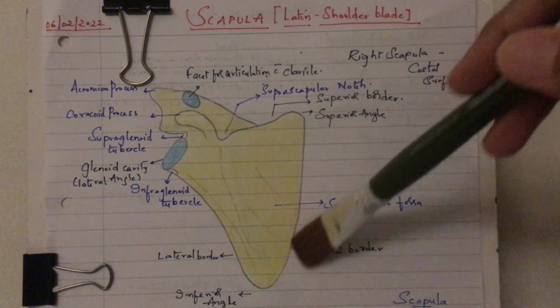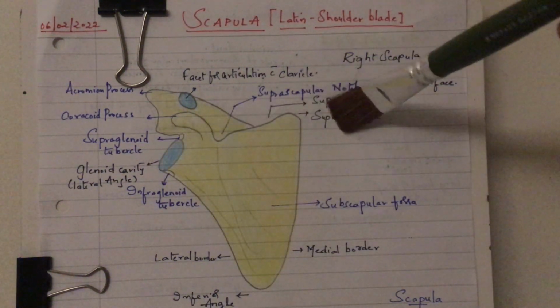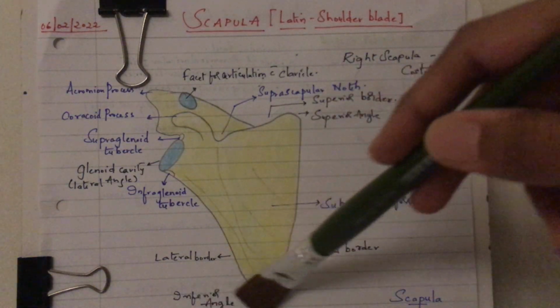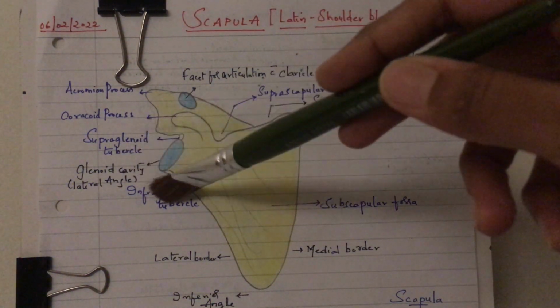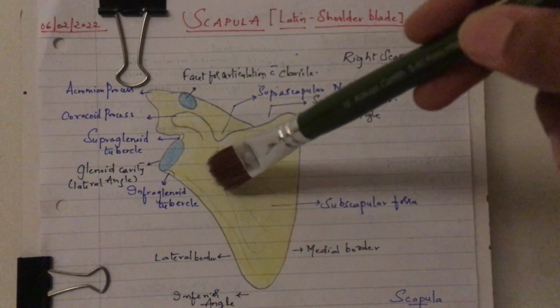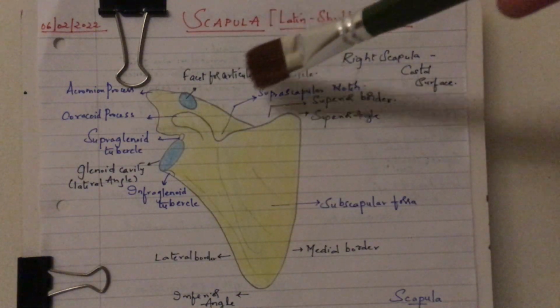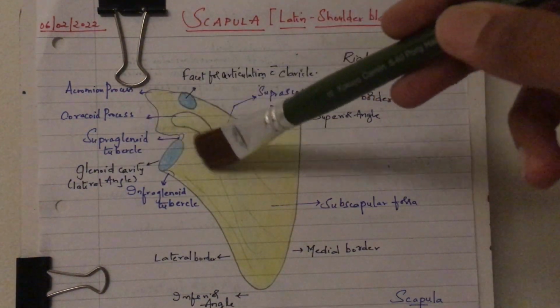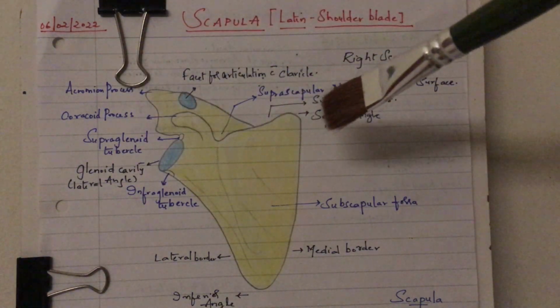Here we have three borders, which are the medial border, lateral border and superior border. Three angles: inferior angle, superior angle and lateral angle. We have two surfaces, the one which you are seeing, the costal surface, and the other behind it, the dorsal surface, and three processes: coracoid process, acromial process, and behind we have the spinous process.